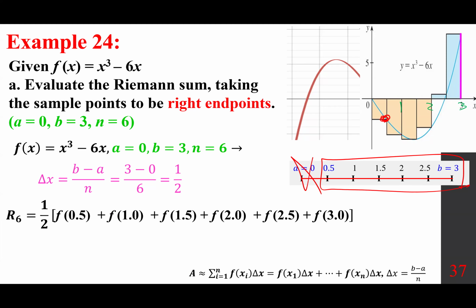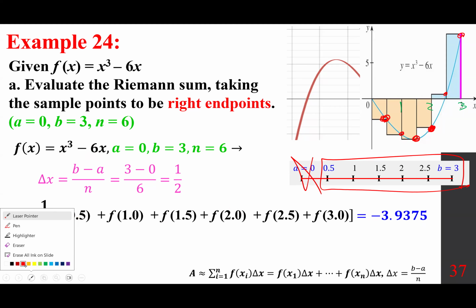This would be for the first one, second one, third one, fourth one, fifth one, sixth one. That's the idea, everybody. Which means you are going to put 0.5 into this, gives you an answer. 1, 1.52, and so on. Add them up, multiply by 1/2. I'm going to leave it for you to actually verify. When you do that, you get negative 3.9375.